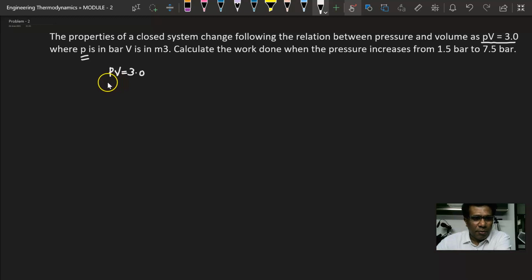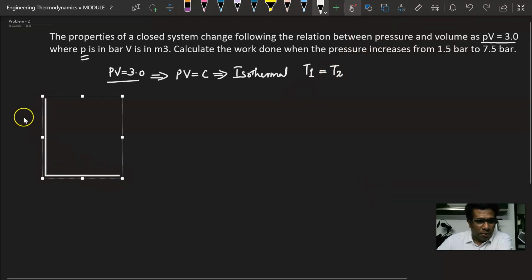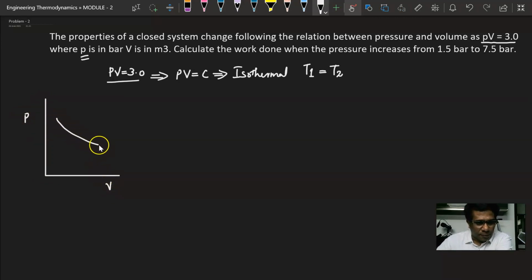Here, since I am given PV equal to 3.0, this is actually our PV equal to constant equation. When PV equal to constant, it implies an isothermal process where T1 is equal to T2. And an isothermal process, we normally represent it in a PV diagram like this.